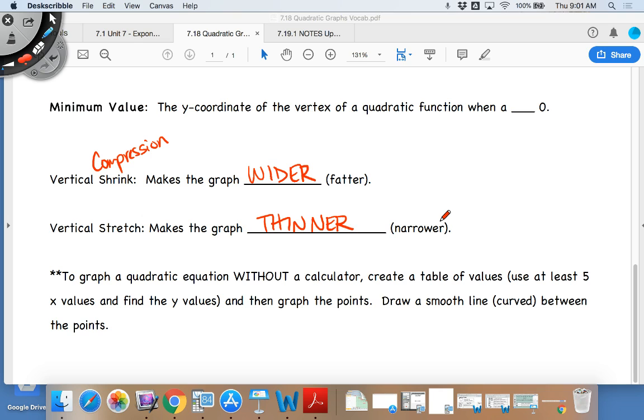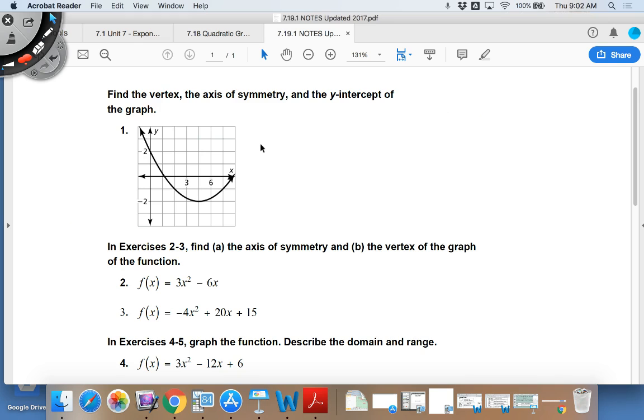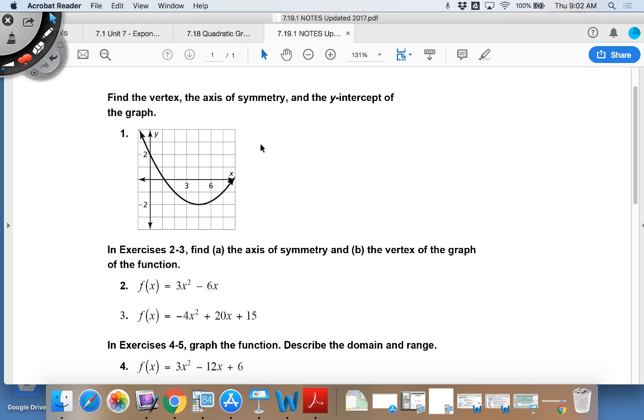And then I just gave some extra information down there. To graph a quadratic without a calculator, we would create a table of values and then find the y values and graph those points and draw a curved line. So that's just some vocabulary. We've talked about all of those words before, just bringing it back a little bit. So next page, we're going to actually look at some quadratics and find some of the stuff.